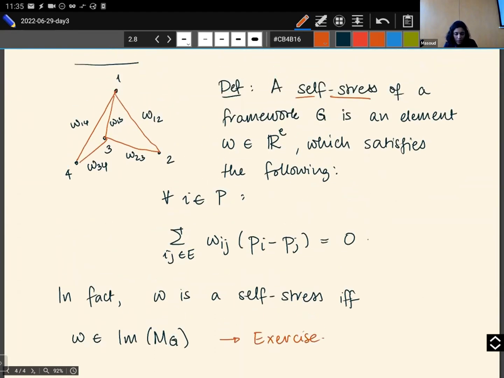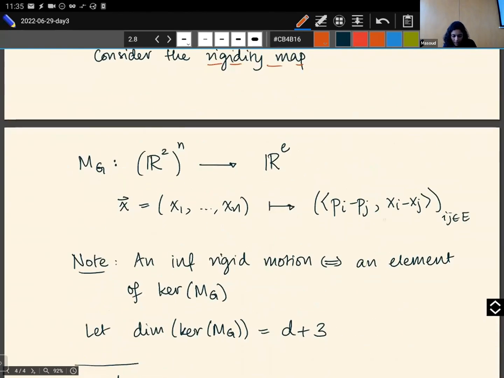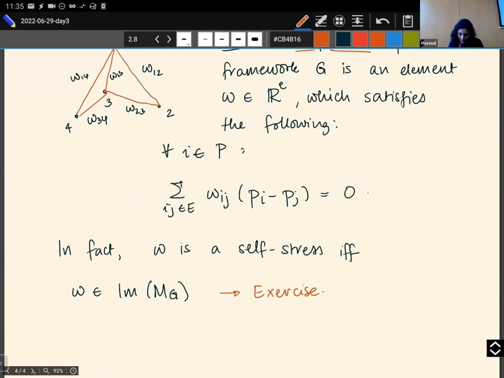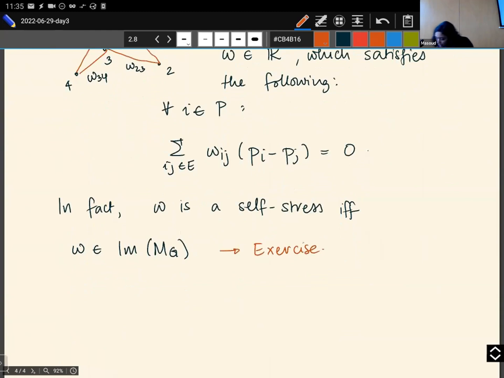So MG was this rigidity matrix, okay? And if you have something in the image, it's not too hard to see that it gives you a self-stress, but the converse is also true. Great. And am I saying the right thing? Yeah, I think that's okay.